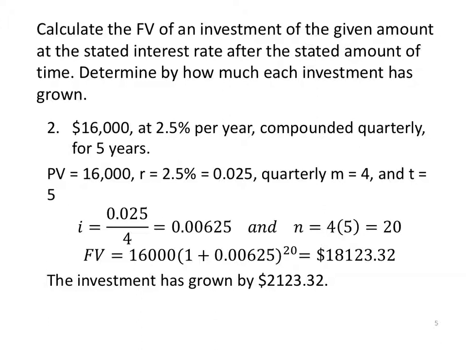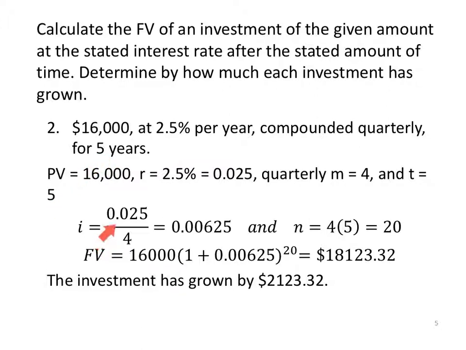Let's calculate the future value of an investment of $16,000 at 2.5% per year, compounded quarterly for 5 years. So my present value of $16,000 are 2.5% in decimal form, 0.025. Compounded tells us the type of formula. Quarterly tells us it happens 4 times per year. And T value is given by 5 years.